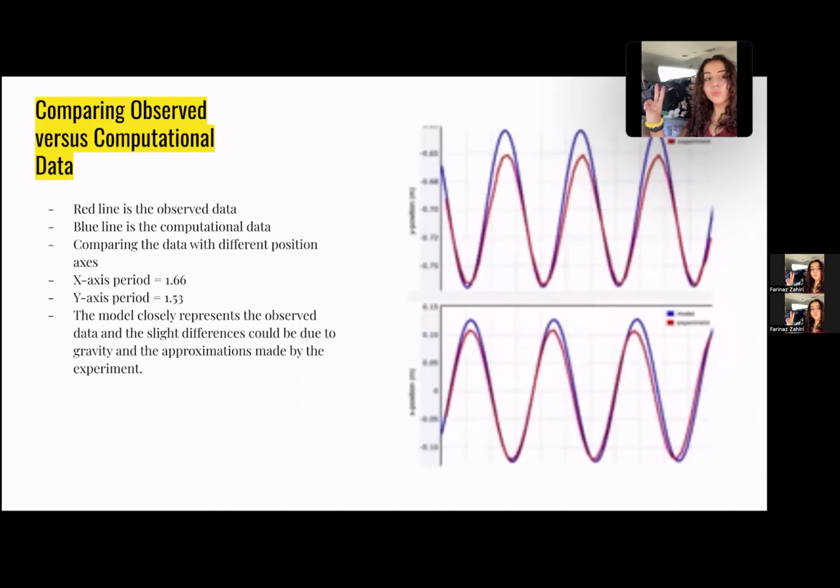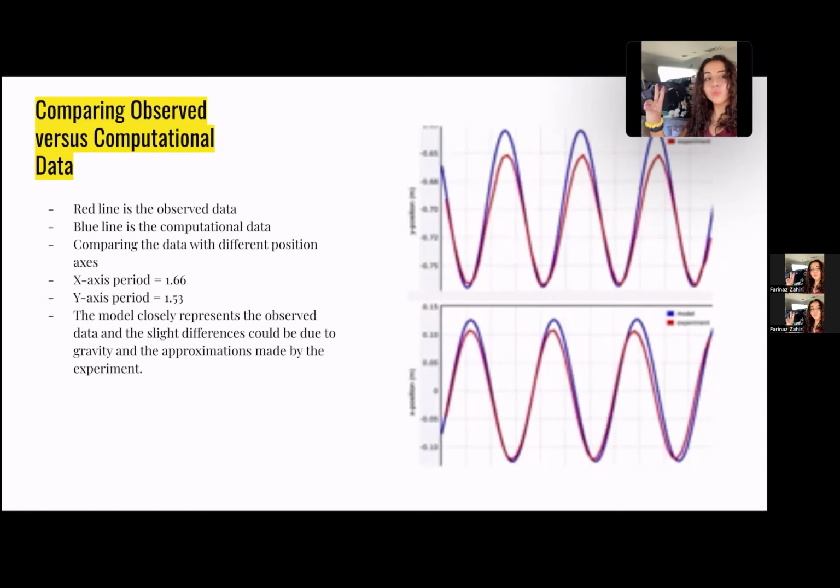And just to emphasize this, now we're going to compare the observed versus computational data. So delta E is equal to 0. And as you can see on the right here, we have the graphs of position in terms of time. The blue lines in the models are the ones that we got through the computational data, and the red lines are from the observed data. As you can see, they're very similar. Slight differences between them are due to approximations made in the experiment.